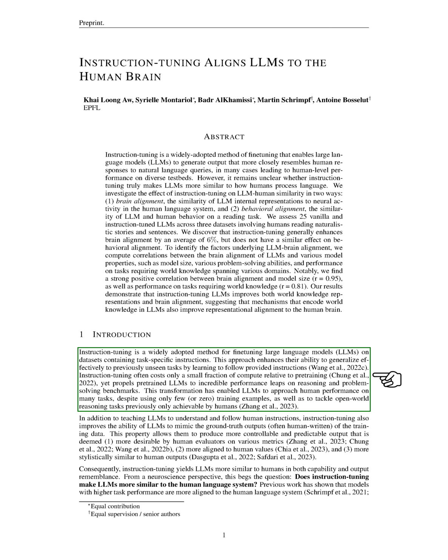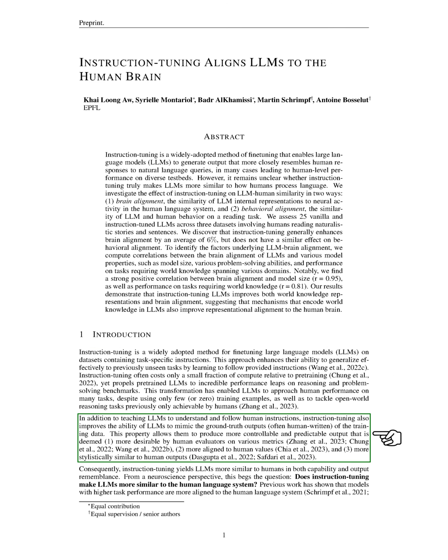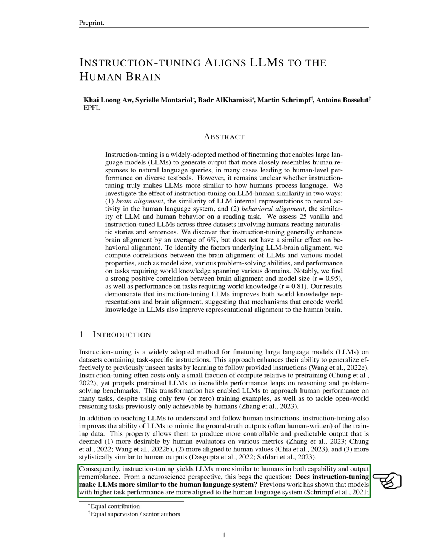This method has allowed LLMs to perform almost as well as humans on many tasks, even when they have few or no training examples. It has also enabled them to tackle reasoning tasks that were previously only achievable by humans. Instruction tuning not only teaches LLMs to understand and follow human instructions, but it also improves their ability to mimic the outputs of the training data, which are often written by humans. This makes their output more controllable, predictable, and desirable, and more aligned with human values and style. As a result, instruction-tuned LLMs are more similar to humans in both their capabilities and their output.